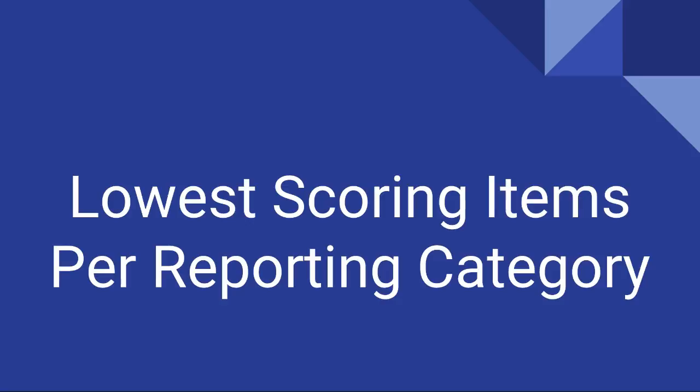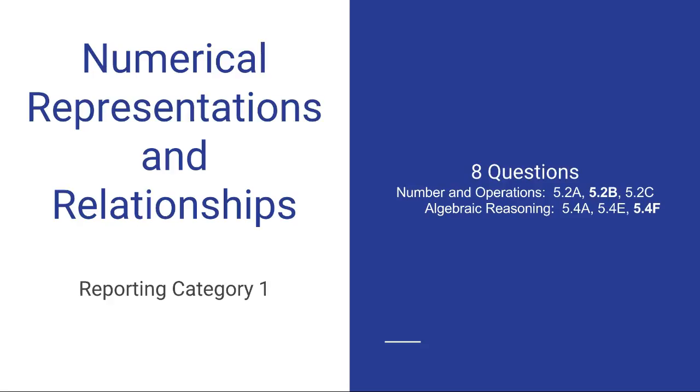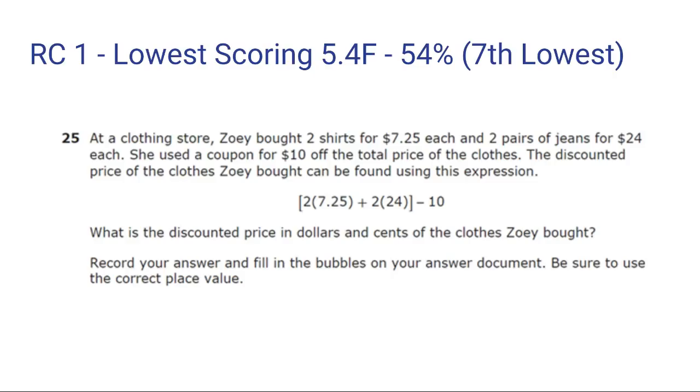So let's look at the lowest scoring items per reporting category. Again, we'll have the same format on the type of question. And remember, anything in parentheses tells you how that item scored on the entire test. So now for the lowest.